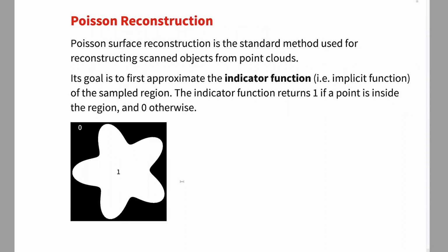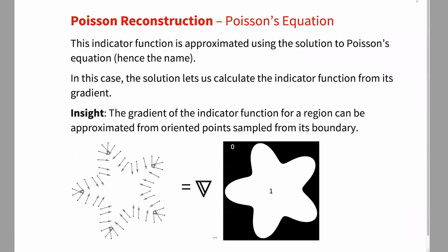So the main type of this method is called Poisson reconstruction or Poisson surface reconstruction. It's a standard method, especially for 3D object acquisition. So its goal is to first approximate the indicator function, which here is basically a function that returns 1 when it's inside a region and 0 when it's outside the region. So the Poisson in Poisson reconstruction is the fact that we can use the solution to Poisson's equation to get this indicator function from its gradient.